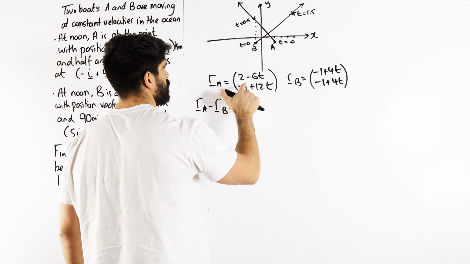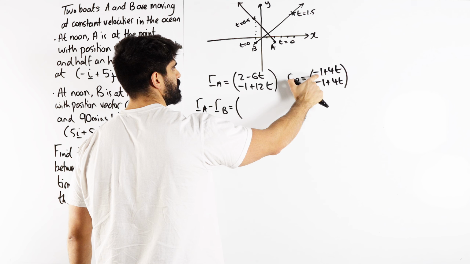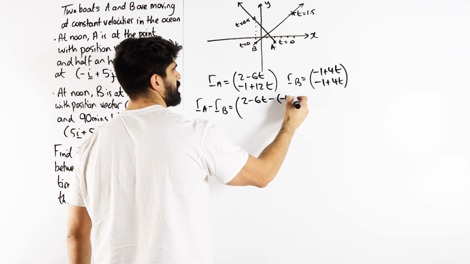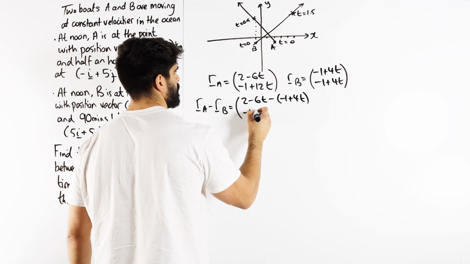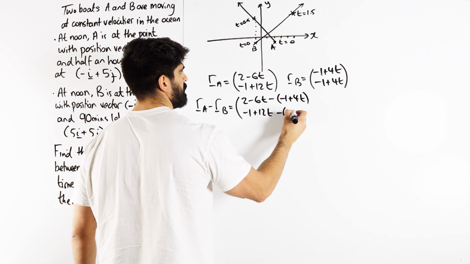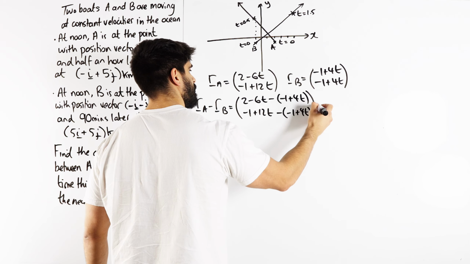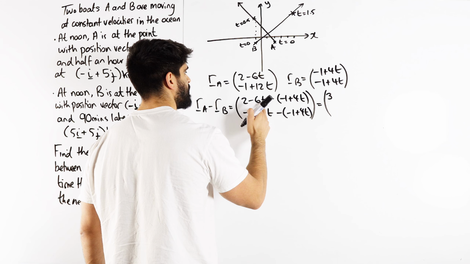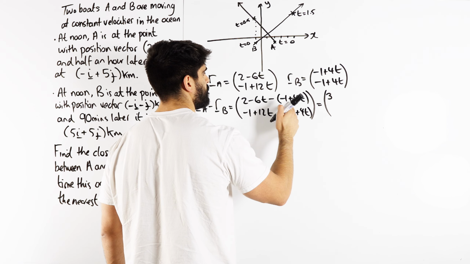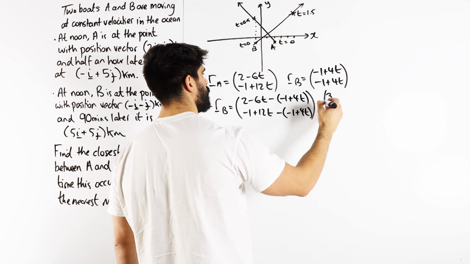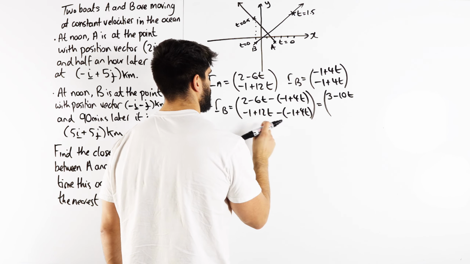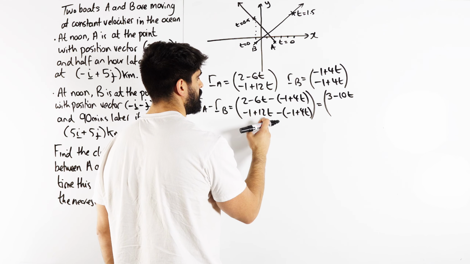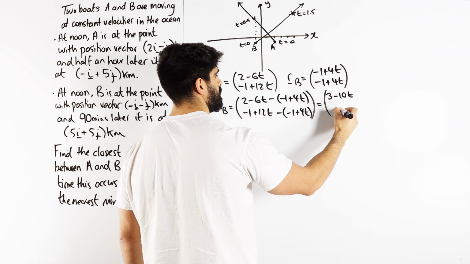So we're going to do 2 subtract -1. You can write it like this, but make sure you use a bracket. We have -1 plus 12t minus (-1 plus 4t). But what do we get? 2 minus -1 is 3, minus 6t minus 4t is -10t. -1 minus -1, they cancel, which is great, non-intentional by the way. 12t minus 4t is 8t.